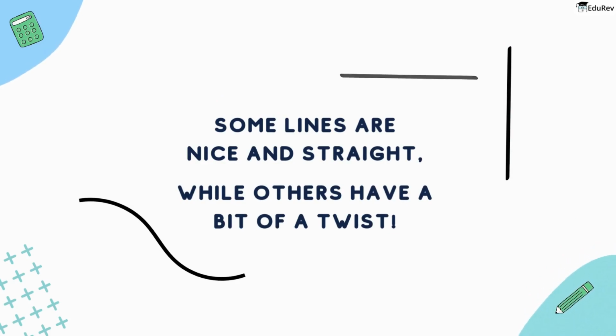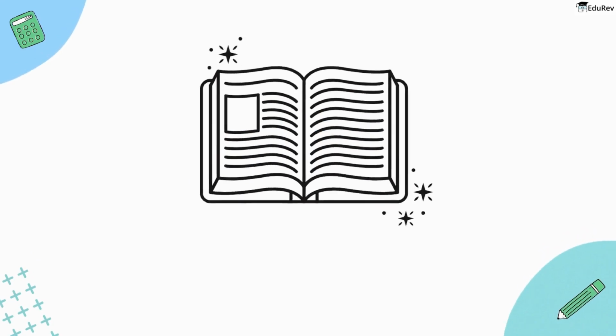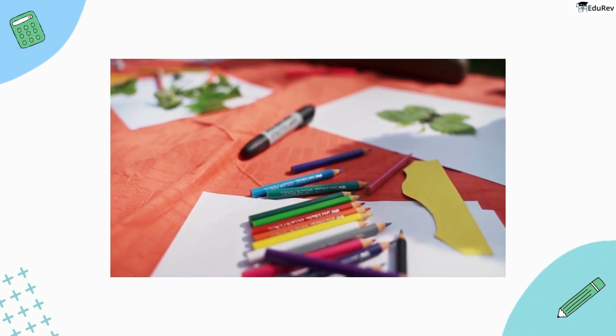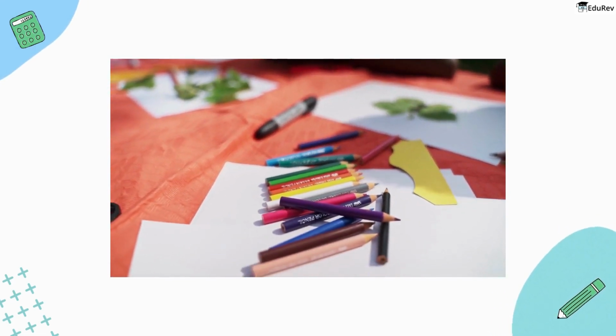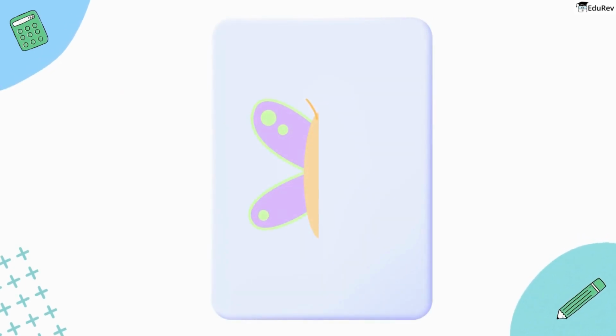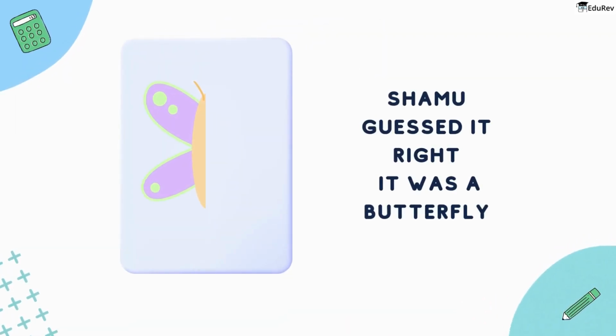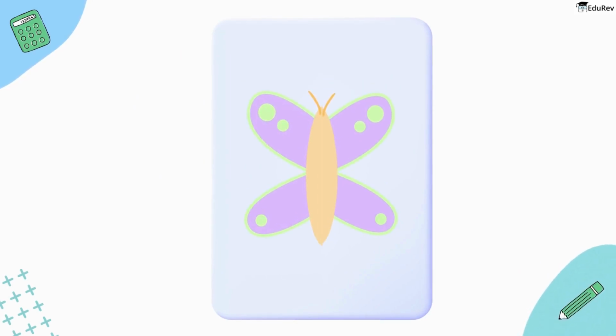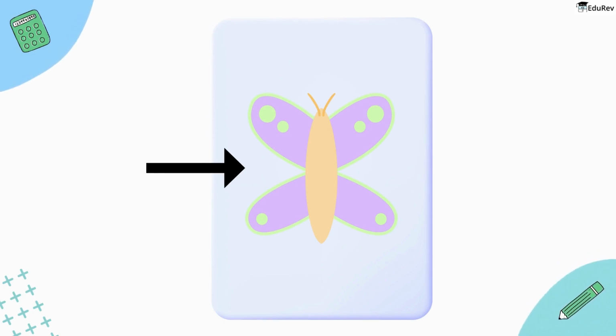Moving on, let's hear an exciting story about Ramu and Shamu. Ramu decided to play a little game with Shamu. He drew half of an object and challenged Shamu to complete the other half. Guess what? Shamu guessed it right. It was a butterfly, and he finished the drawing by adding the missing half. Ta-da! The picture is complete. The left side of the drawing is exactly the same as the right side.